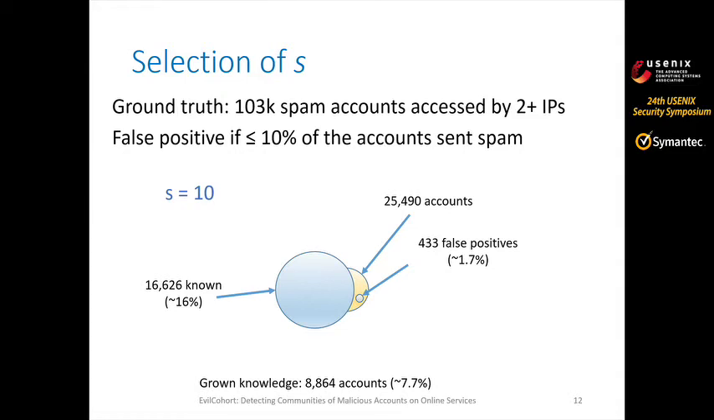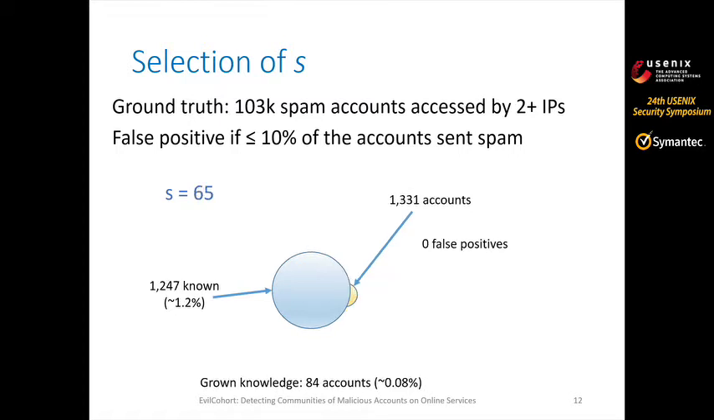We can increase the threshold as much as we want. So if we get to 65, we finally reach 0 false positives. We can only detect 1% of accounts in the ground truth and increase our knowledge by a little bit, 84 accounts. And this is interesting because suddenly the online service could just deploy this without any human interaction and not have false positives.